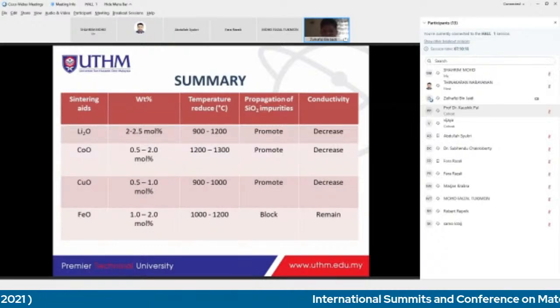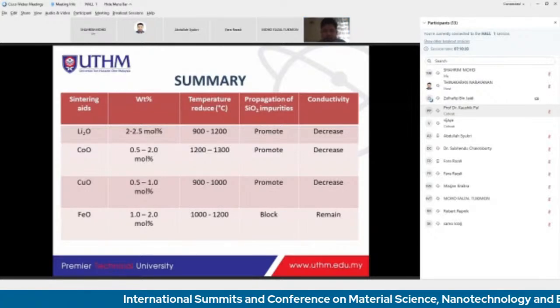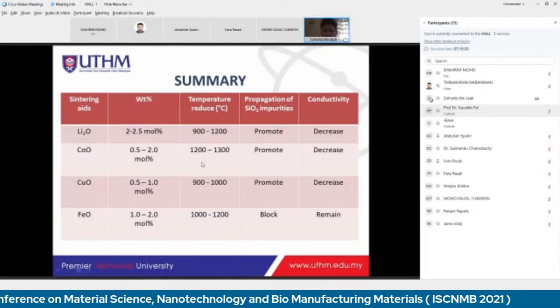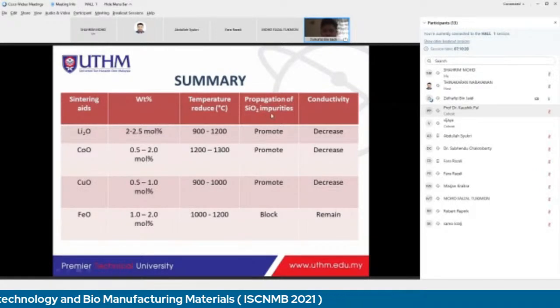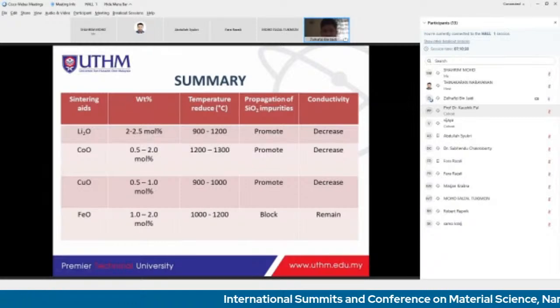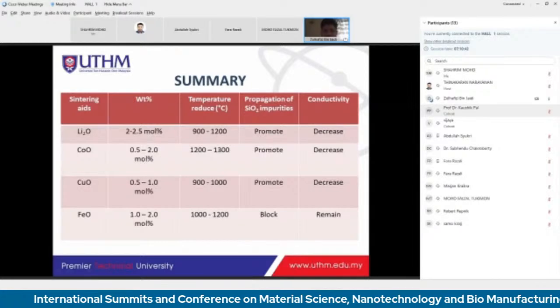Other than that, when the sintering aids such as lithium, copper, and cobalt mix with the SBC, it will form silica oxide impurities. Then the oxide will promote the propagation of silica oxide impurities and cause the conductivity of the electrolyte to decrease.